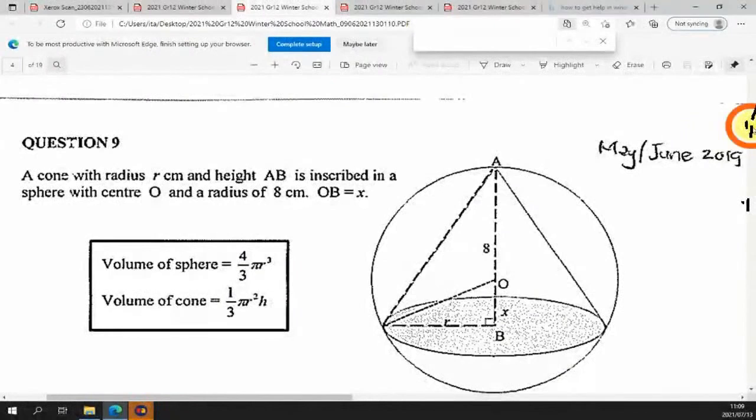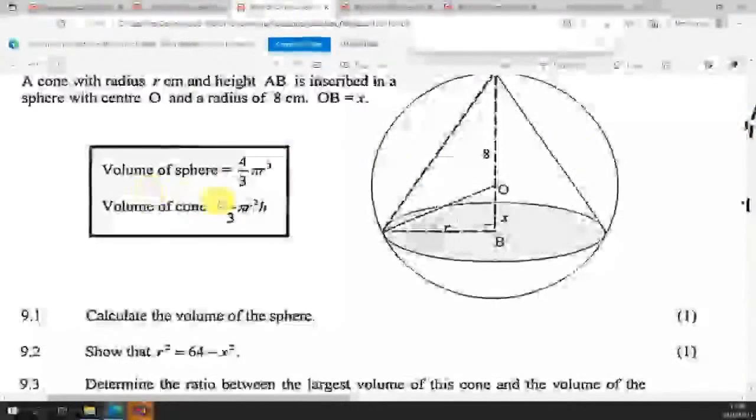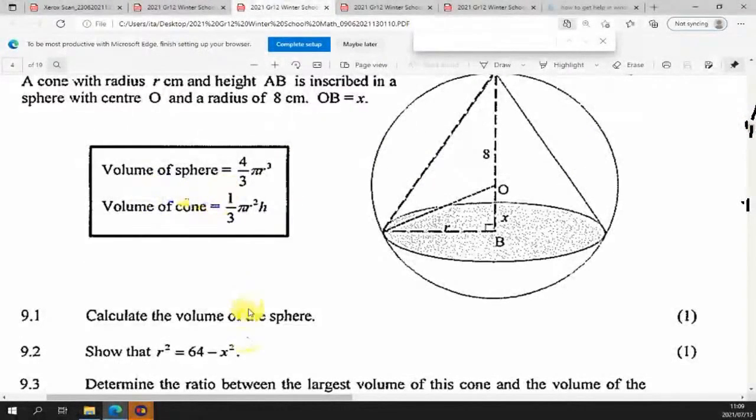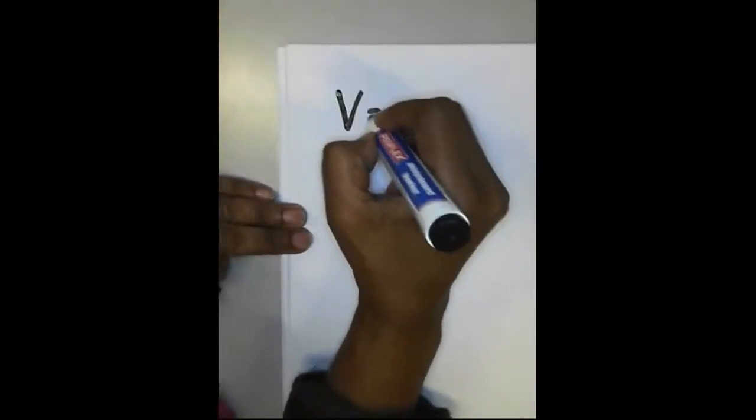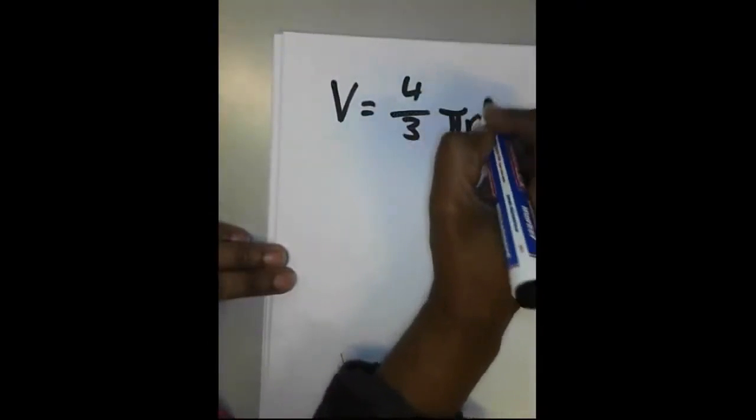So let's see what they want us to do. Calculate the volume of the sphere. I've got my formula, and all I need is the radius of my sphere, which I do have. So I would like the volume of the sphere. What is my volume formula? My volume formula happens to be 4/3 pi r cubed.